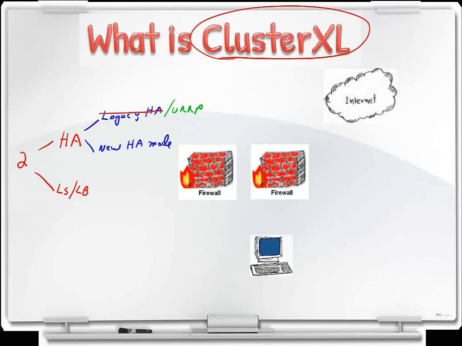In load sharing, load balancing, we also have 2 modes. A simplified version is called the unicast method. The unicast method is an easy, quick way of setting up load sharing. A more advanced, powerful method is called multicast. The multicast method is a more efficient, more powerful method of doing load sharing clustering.